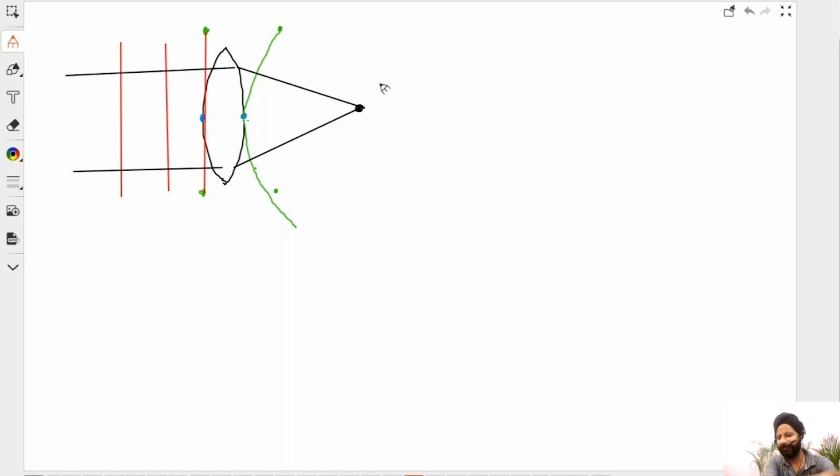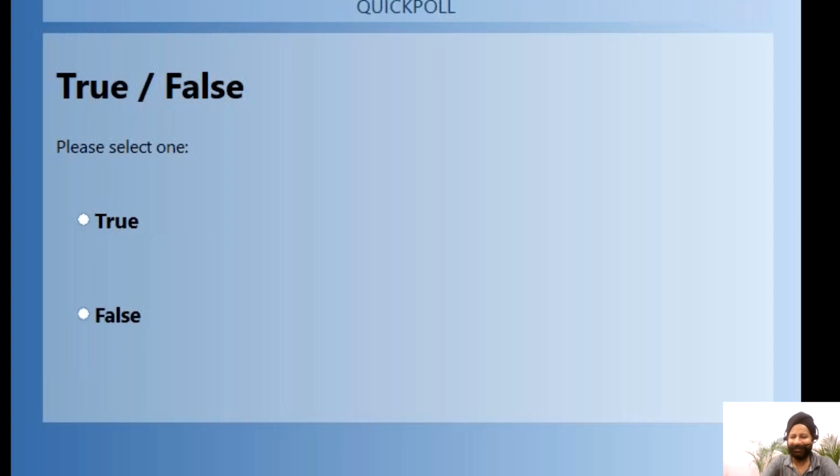Anybody who did not understand should ask me. I will explain again, no worries at all. So I'm able to explain why the convex lens focuses. Now we will go the opposite way, concave lens after this. Clear? Yes or no? Okay. Poll here. Clear means true. Not clear means false. Clear means true. False means not clear.